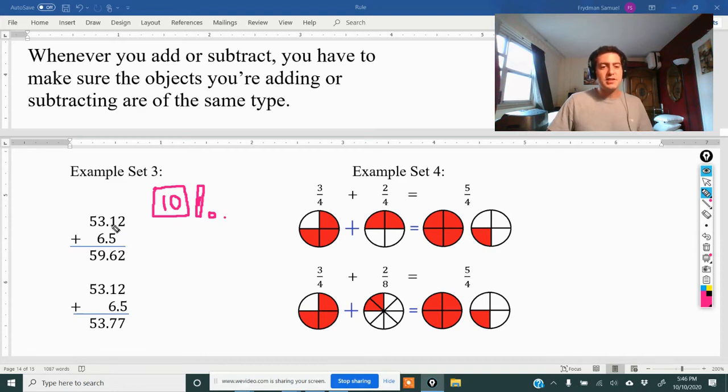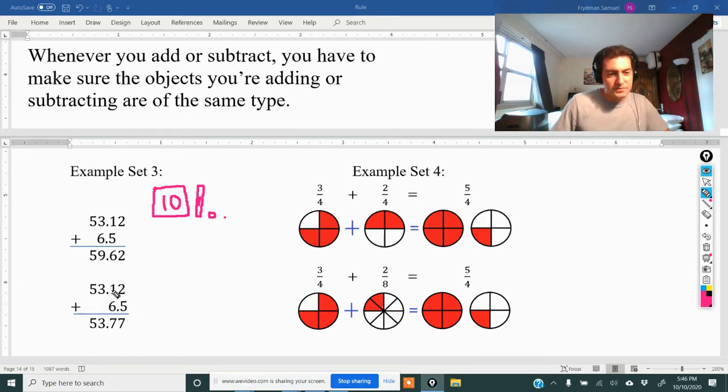I'm adding hundredths to hundredths, even though I didn't actually have any hundredths in this example. I'm adding tenths to tenths, ones to ones, and tens to tens, even though I didn't have any tens in this example, and so on and so forth. I would be adding hundreds to hundreds, thousands to thousands, and so on. But if I do not have the decimal points lined up, then look at what's happening.